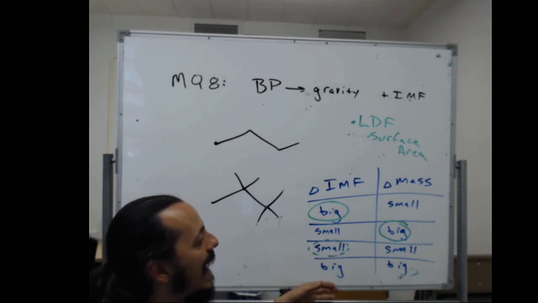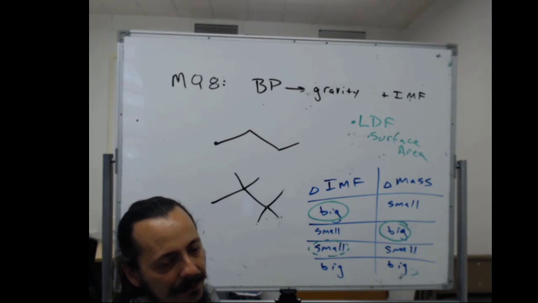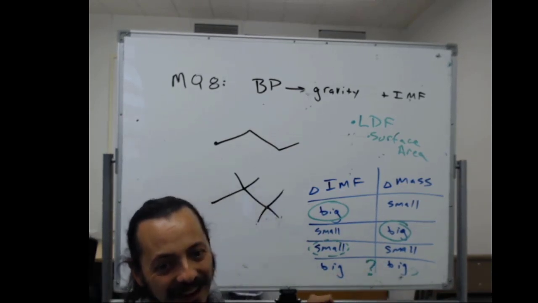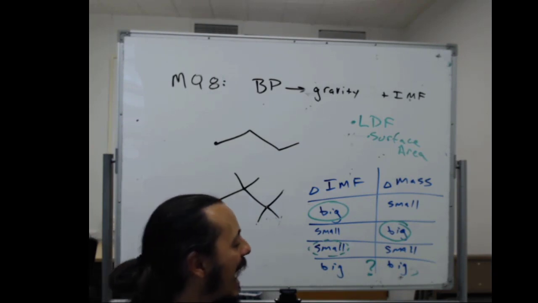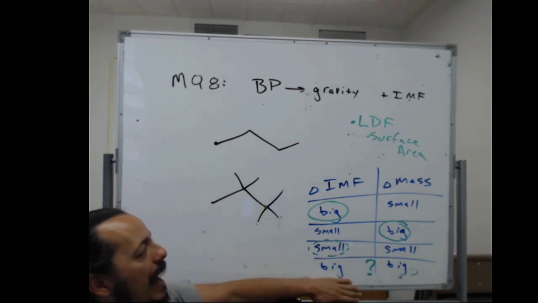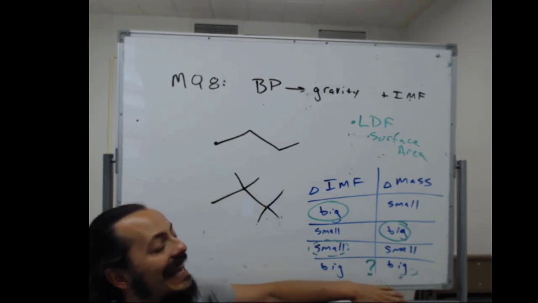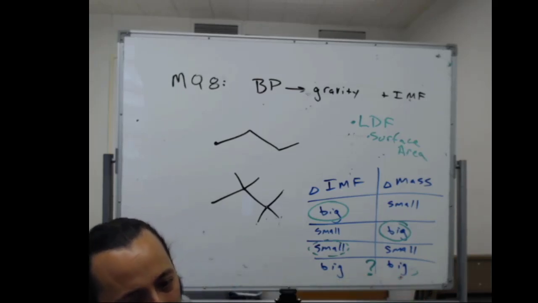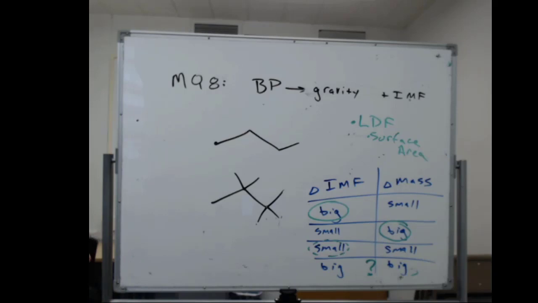If the difference in mass is big and the difference in IMFs is big, this is just a total mystery. That one is really hard to deal with. I would have to know exactly how the IMFs are differing and exactly how the masses are differing in order to figure that one out. There's no general quick idea to it. I don't know if that answered your question. Okay, good.